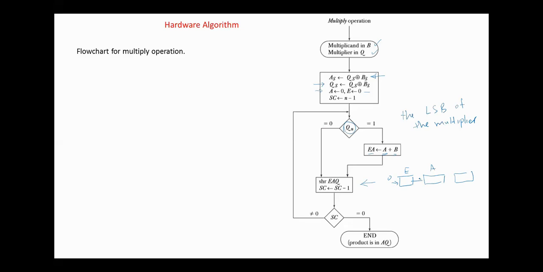Here 0. The sequence counter is decremented by 1. If the sequence counter is 0, we are done, and the product is in the A, Q registers. If it is not 0, we loop again by inspecting the next bit in the multiplier.